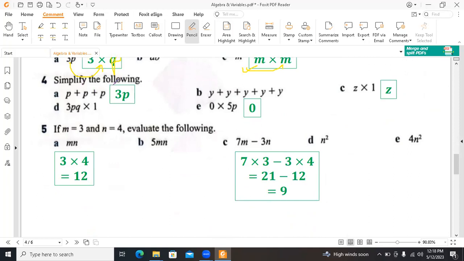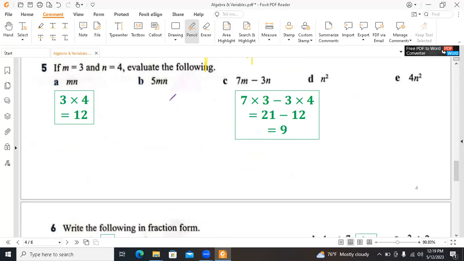How about simplifying the following, like p plus p plus p? It is a little different from p times p times p, which will give us p cubed. Here we obtain 1p plus 1p plus 1p, which is 3p only. We add the coefficients because they are like terms. The multiplication of any term by 0 is easily 0. And when we multiply a letter by the unit, we obtain the identical term, like z.